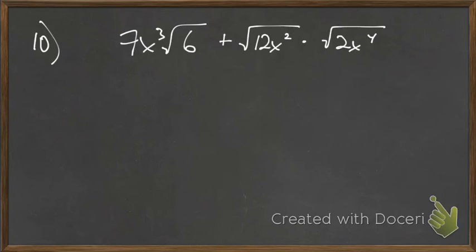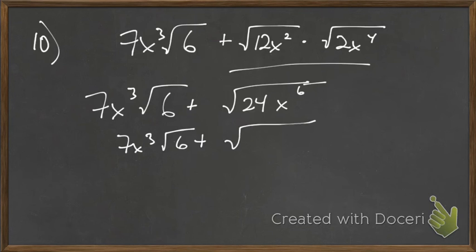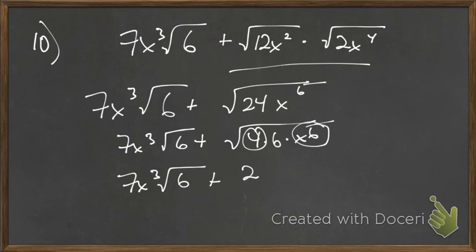Let's have you try number 10 just for fun. Did everybody notice that one's multiply? So I can't mess with 7x cubed square root of 6 yet. When I multiply those two things, I get square root of 24x to the 6th. I'm going to break that 24 into a 4 times 6 times x to the 6th. I can get that 4 and x to the 6 out. So we get 2x cubed square roots of 6 for a total of 9x cubed square roots of 6.